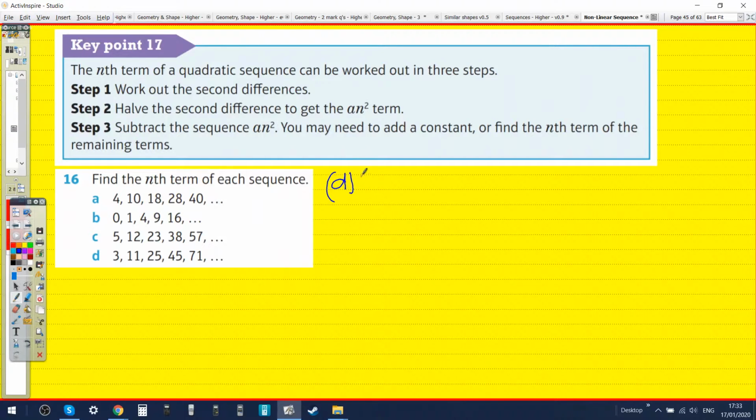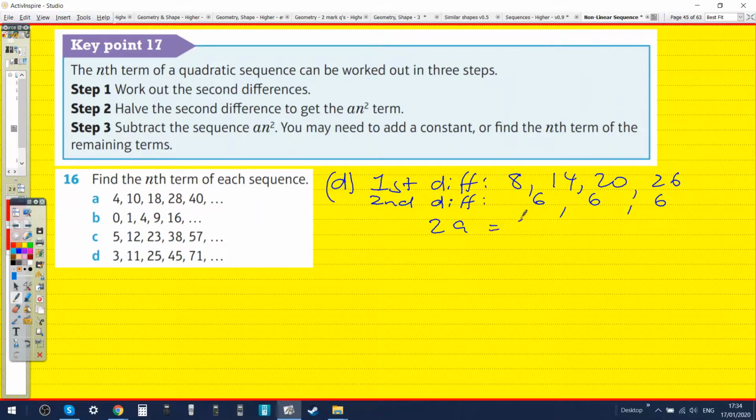So the first is 8, difference between 3 and 11, then 14, then 20. And the difference between these ones is 6. Second difference is 6. So A has to be 3. Yep. C has to be 2.